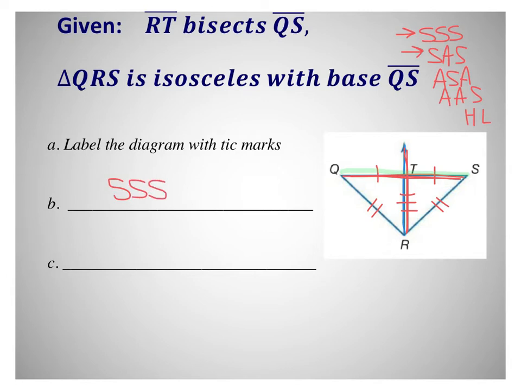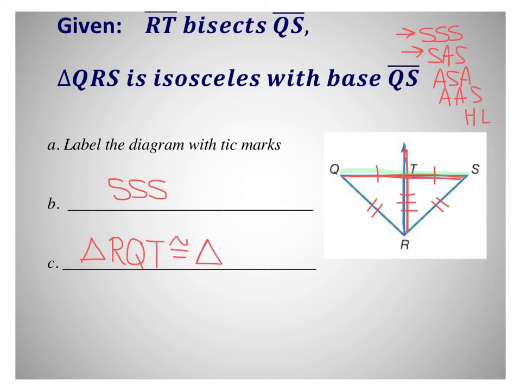Now comes my congruency statement. Triangle. I could start with the left triangle, or I could start with the right triangle. That's totally up to me. And with whichever triangle I start with, I can go in whichever order I want for the first one. I have a lot of freedom when it comes to writing my first triangle. Let's say I wrote RQT. Okay, no one can tell me that that's wrong.